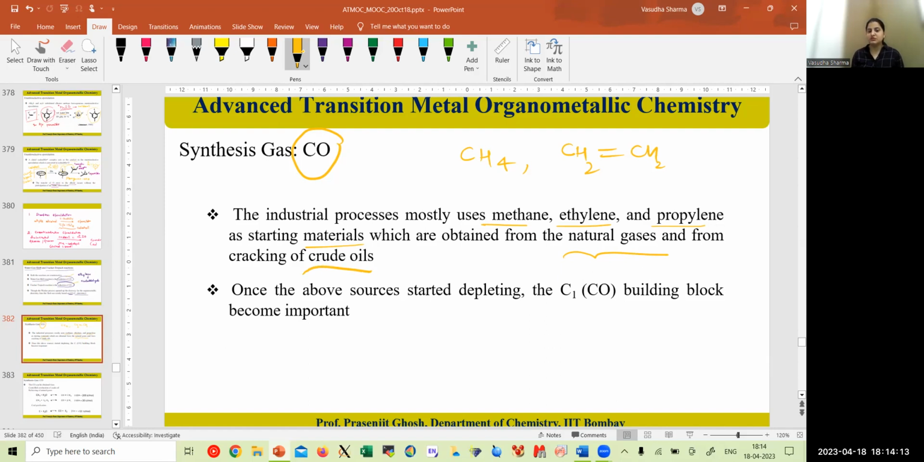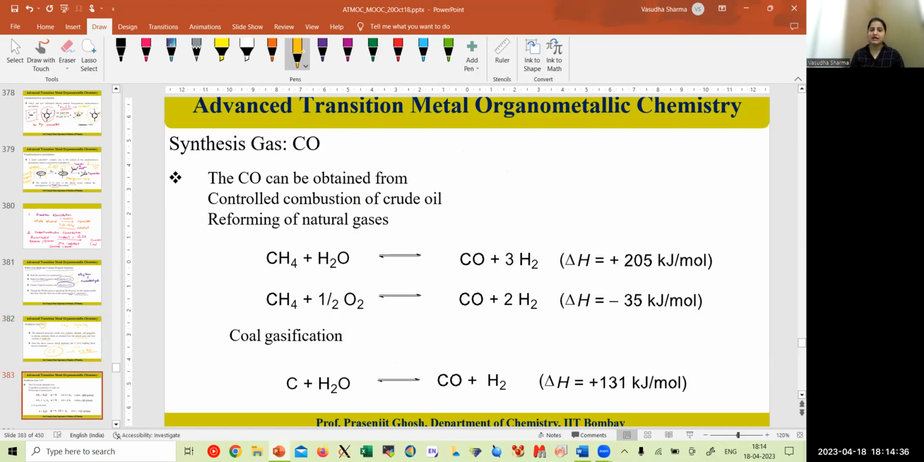Once these sources started depleting, as we already know that natural sources are depleting, we are looking for other alternatives. So the C1 building block becomes very important. Carbon monoxide or CO2 becomes a very, very important source to get these kinds of starting materials to get different kinds of products. That's why the importance comes into the picture. Now, the synthesis gas, carbon monoxide, can be obtained from the controlled combustion of crude oil.